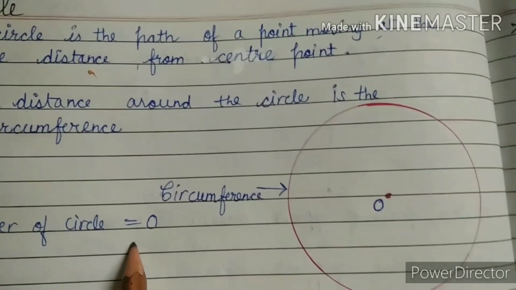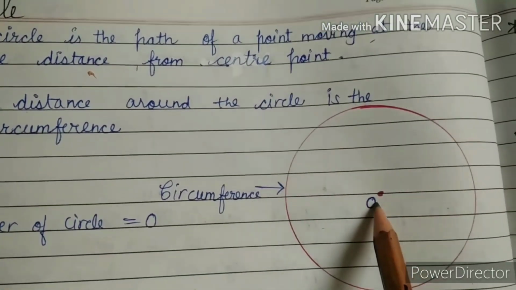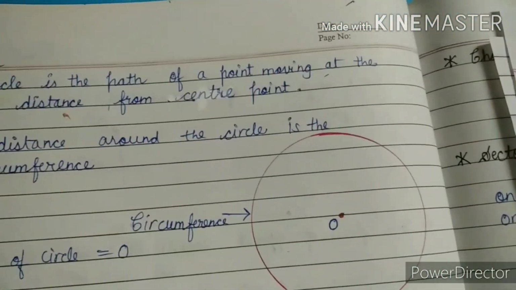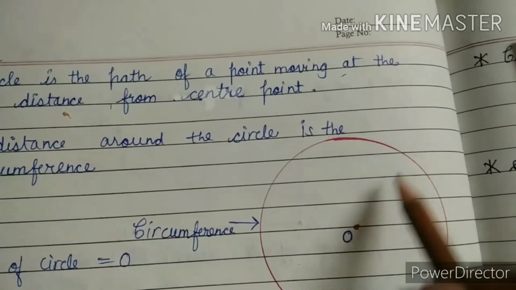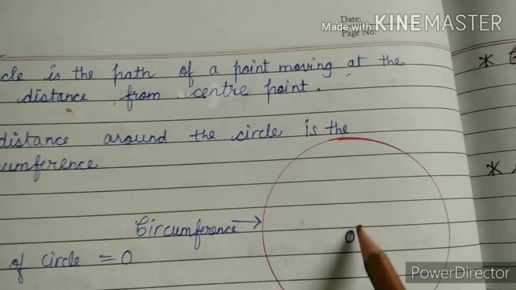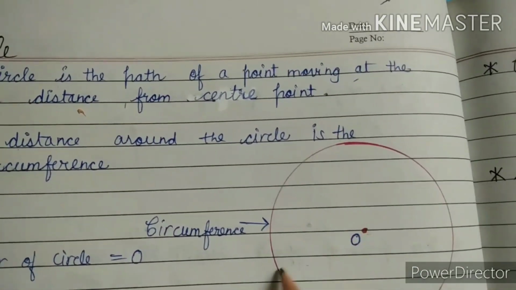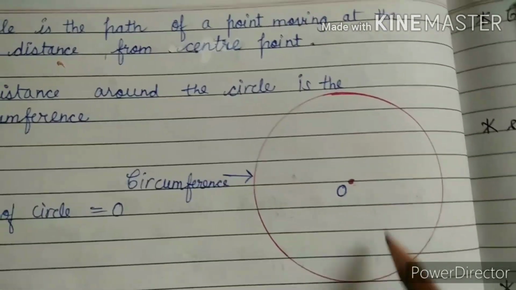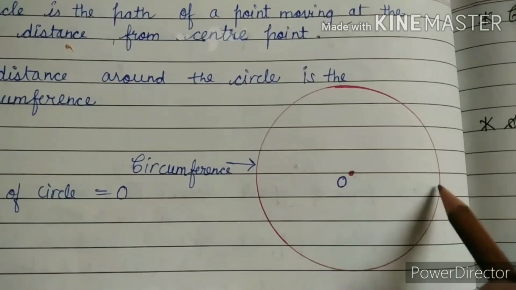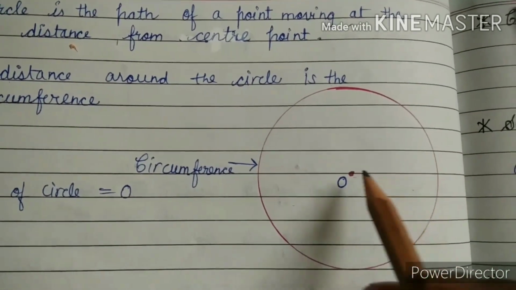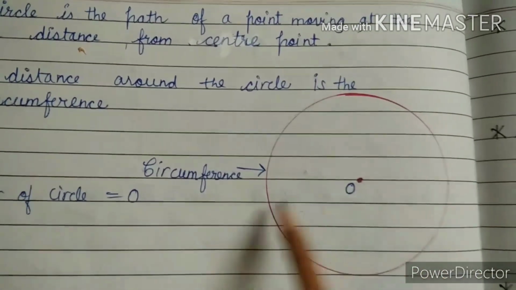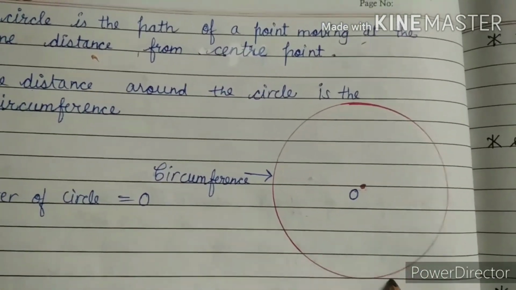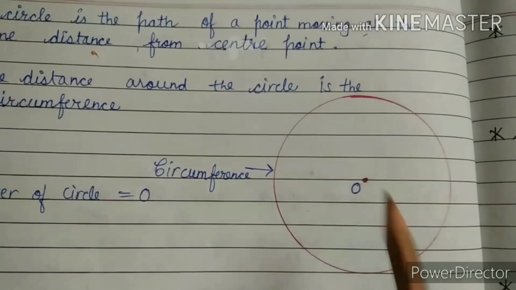So the red line of the circle is called the circumference, and the center of the circle is named O. Have you seen that the distance from O, the center point of the circle, is the same everywhere to the boundary of the circle? From this side, from the center of the circle to the boundary, the distance is the same at every place. And this distance will be called a radius.